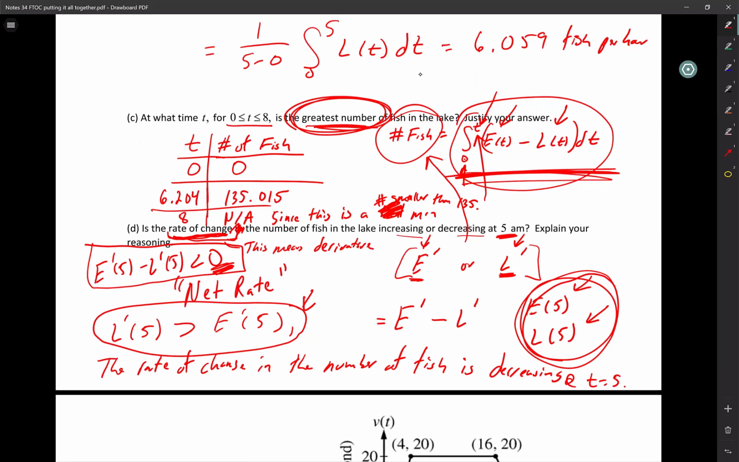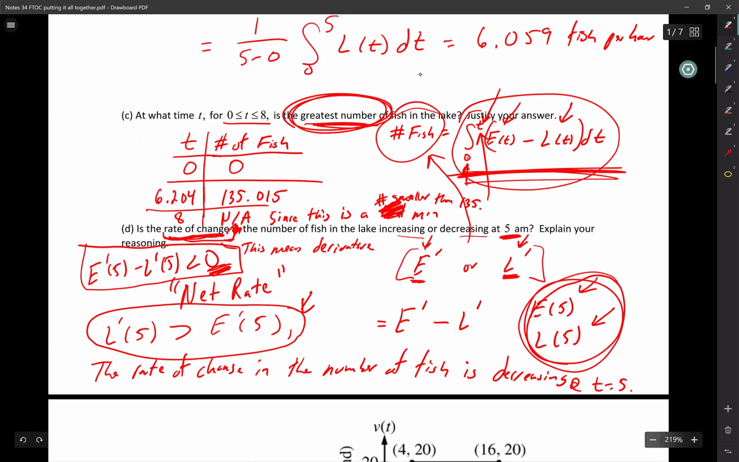I have a question. Yes, ask, please. For D, would the fundamental theorem of calculus apply? Because I know we're taking the derivative of... Are we taking the derivative of it? You're taking a derivative of E and L, right? So I wouldn't mention anything with FTOC on that one. That's a good question, though. Any other questions on this, guys?